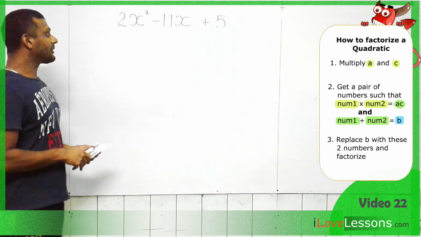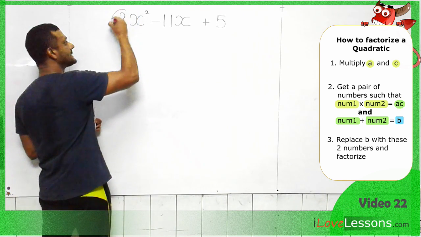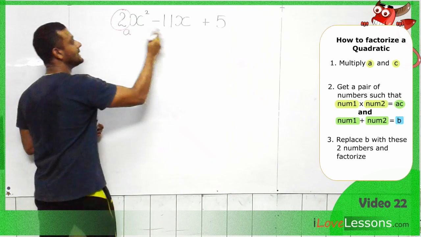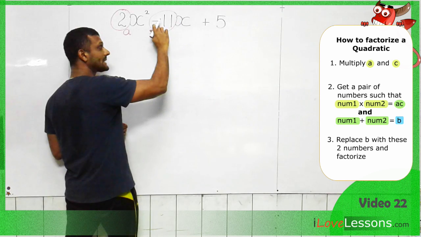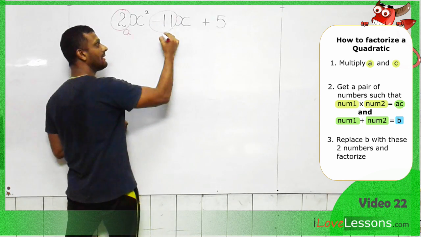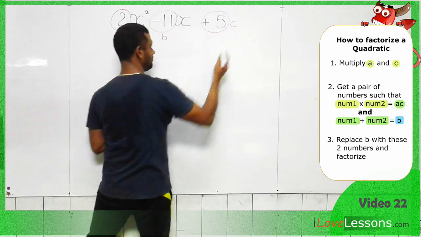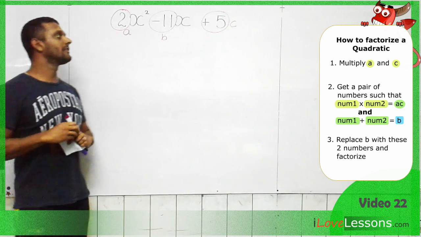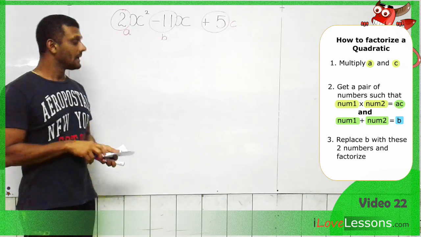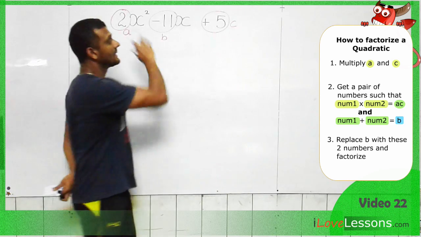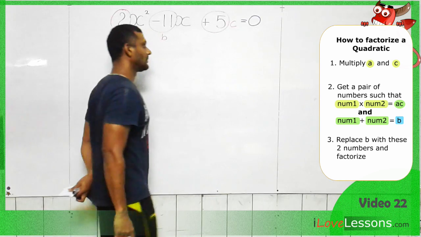Now, you may have remembered that in a quadratic, the number touching x squared is a, the number touching x is b, and you notice I'm circling the sign because the minus sign belongs to the 11, and the number without x is c. Now, when you're solving a quadratic using the factorization method or any method, I would strongly advise that you put the whole equation equal to 0.